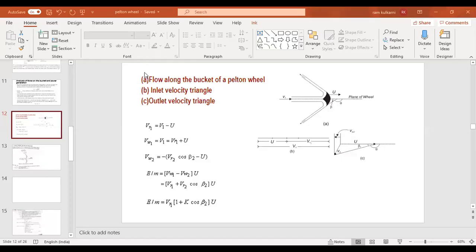Okay, so good morning, everyone. Let's begin. I think in the last class I stopped at the discussion on the Pelton wheel.